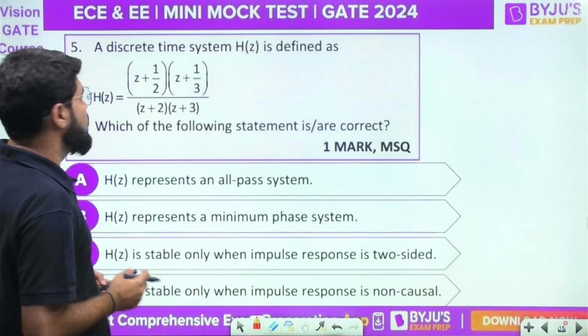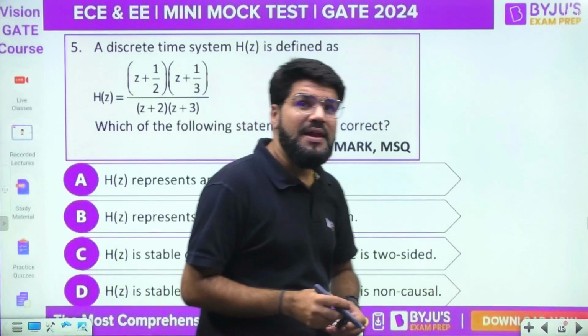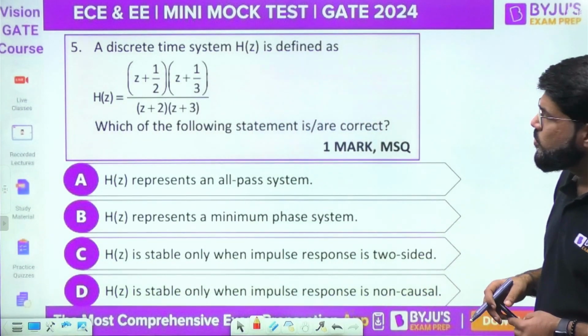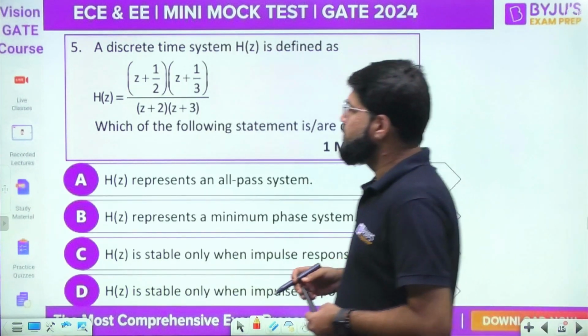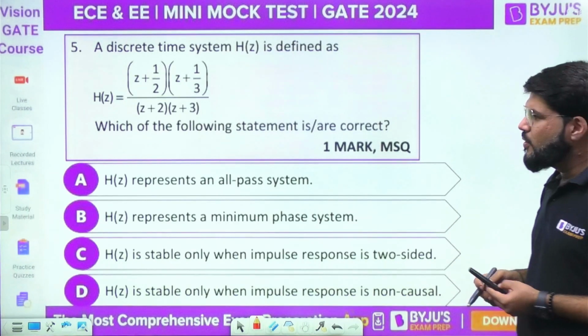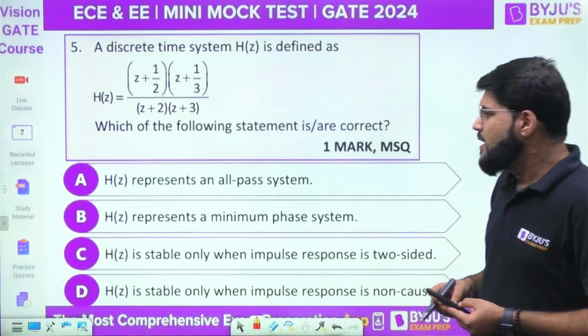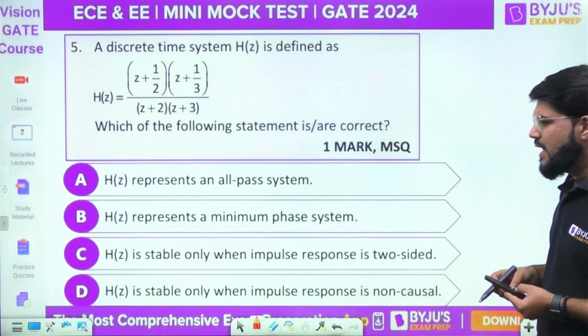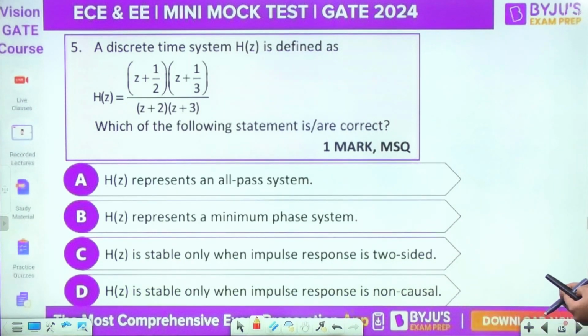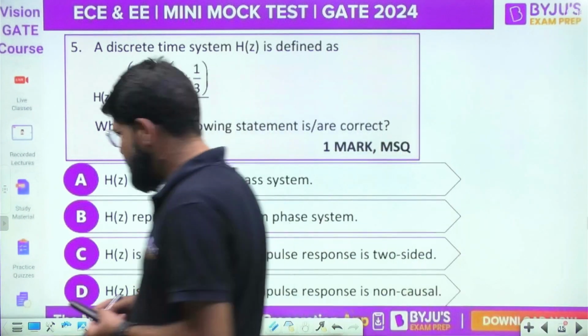Now moving to signals and systems, again starting with a 1 mark MSQ question. A discrete time system H(z) is defined as (z plus half)(z plus 1 by 3) divided by (z plus 2)(z plus 3). Which of the following statements is or are correct? H(z) represents an all-pass system. H(z) represents a minimum phase system. H(z) is stable only when the impulse response is two-sided, and H(z) is stable when the impulse response is non-causal. You have to tell me which of them is correct.